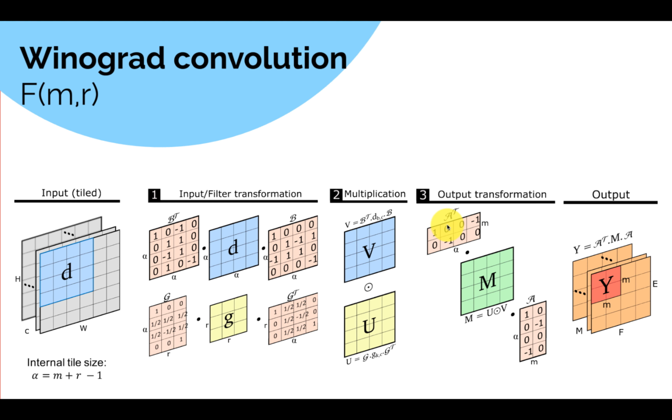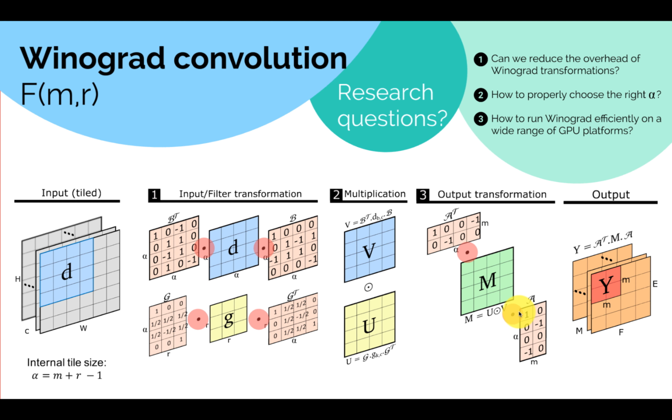To fully benefit from the convolution, we need to pick a suitable output tile size M, which meets the expected accuracy level and memory limitations. Furthermore, additional overhead exists due to 6 additional multiplication steps for Winograd transformations. Therefore, the questions that we have answered in this paper are as follows. Can we reduce the overhead of Winograd transformations? What's the proper way to choose the right internal tile size? Is it possible to run Winograd efficiently on a wide range of GPU platforms?